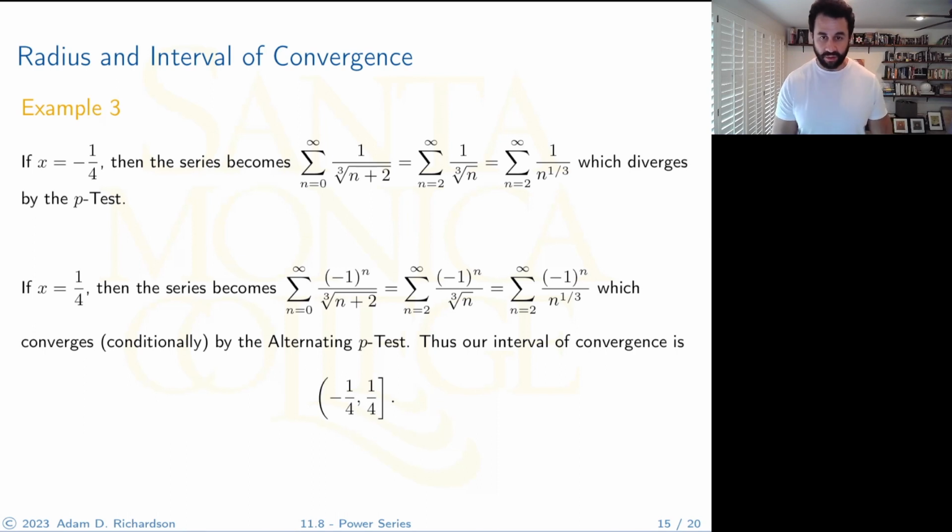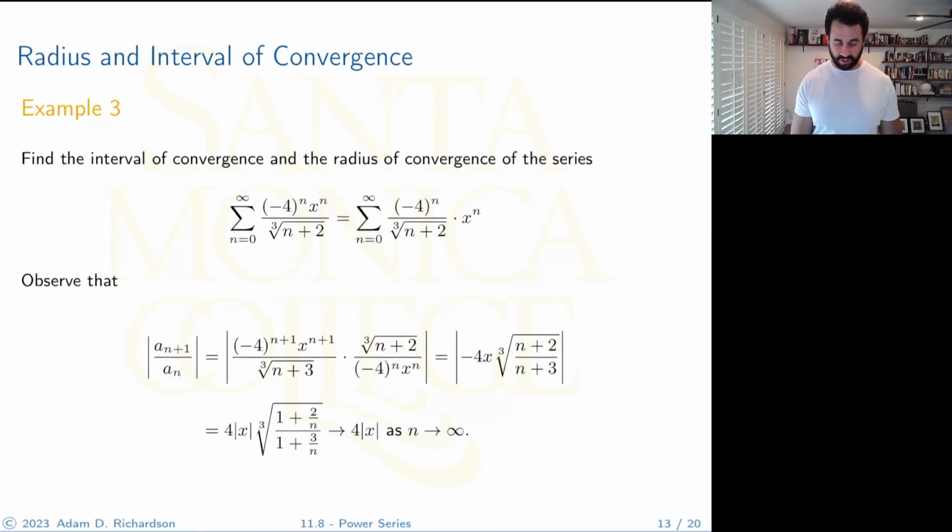Okay, now what I'm saying is this. Let me go back to our original series. This series converges for any value of x that's between -1/4 and 1/4, including 1/4. So it's a convergent series for all of those values.